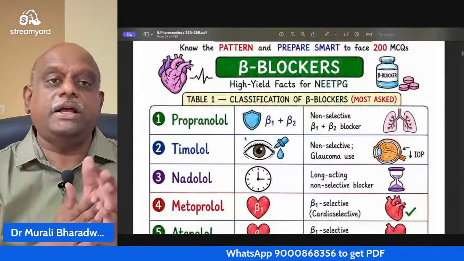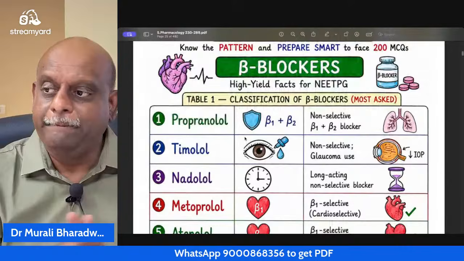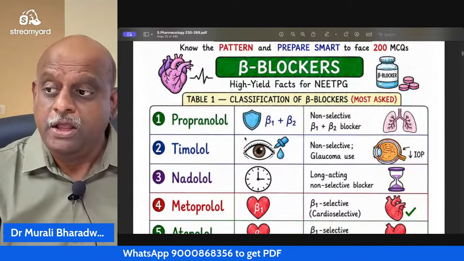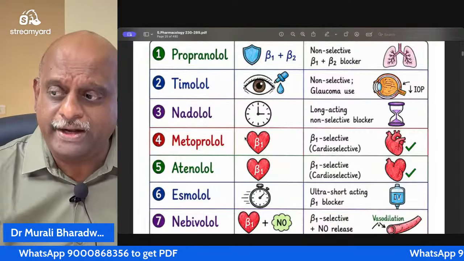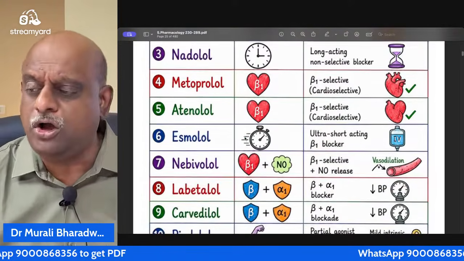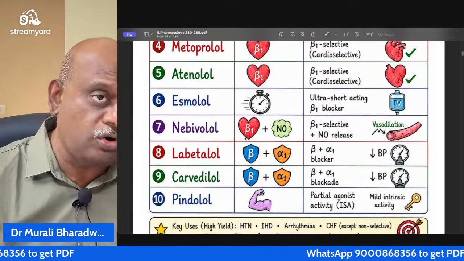Now comes topic number 4, beta blockers. Propranolol, timolol, nadolol, metoprolol, atenolol, esmolol, nebivolol, labetalol, carvedilol, pindolol.